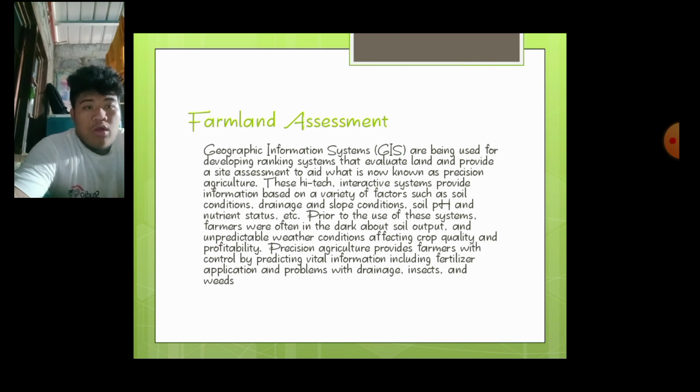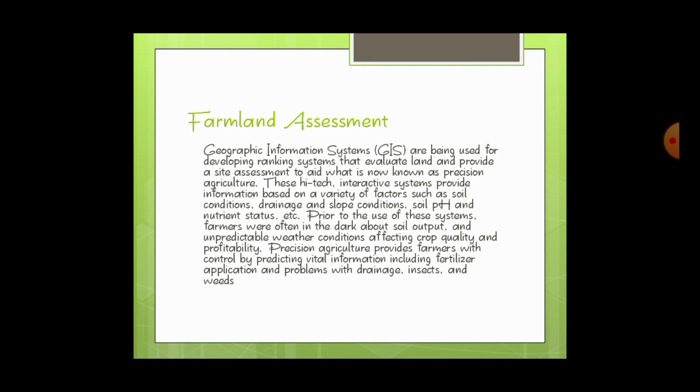Prior to the use of these systems, farmers were often in the dark about soil output and unpredictable weather conditions affecting crop quality and profitability. Precision agriculture provides farmers with controlling and predicting vital information including fertilizer application and problems with drainage, insects, and weeds. This is an example of farmland assessment.